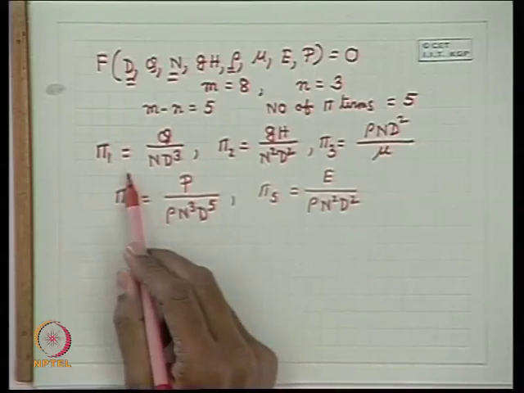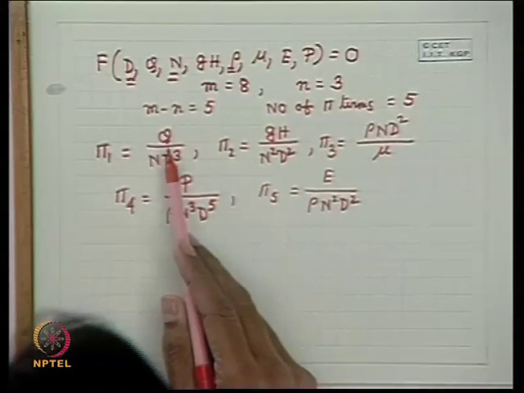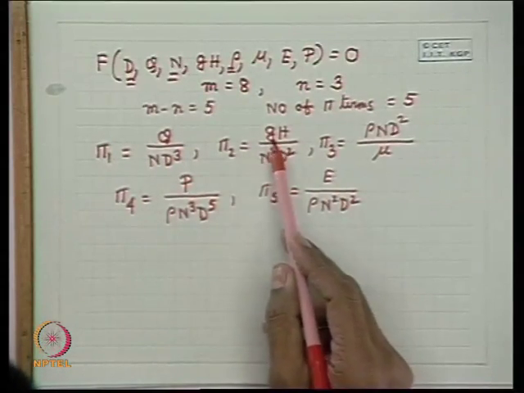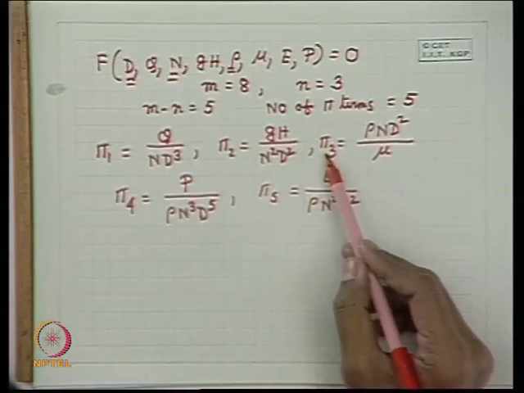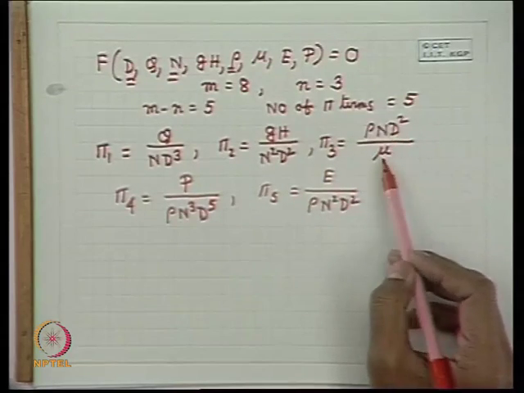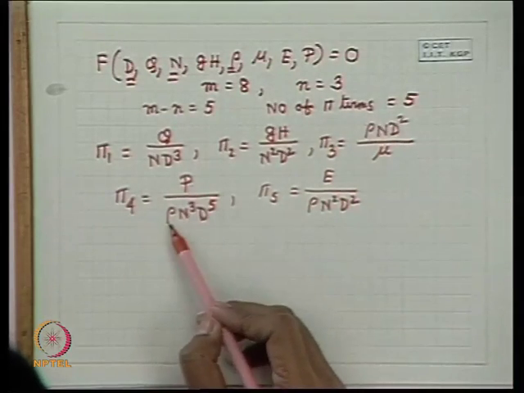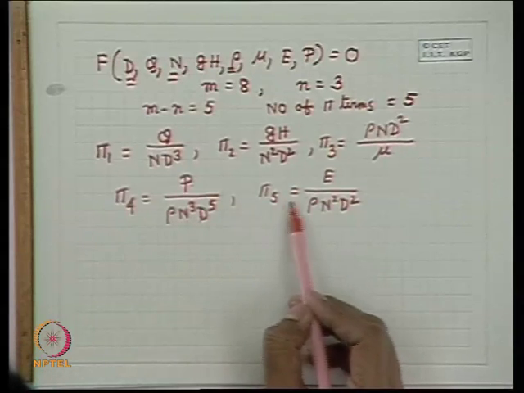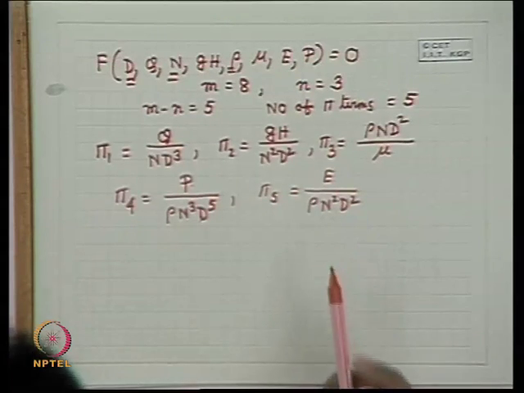So, we get these 5 distinct pi terms: Q by N D cube, pi 2 is gH by N square D square, pi 3 is rho N D square by mu, pi 4 is P by rho N cube D 5 and pi 5 is E by rho N square D square.